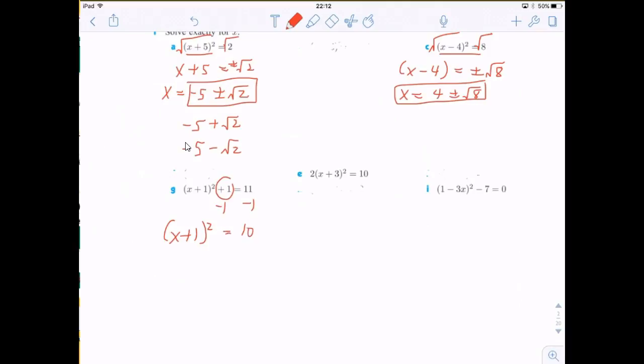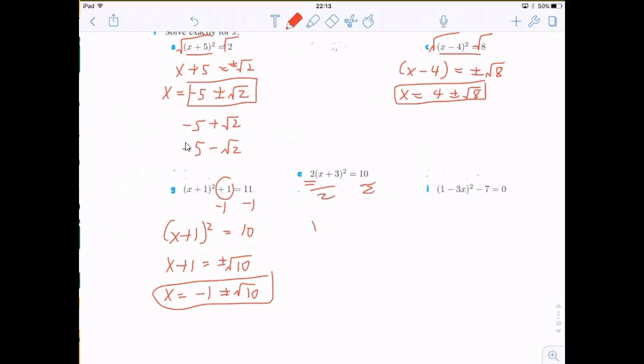Now I'm back to where I was. Now I'm going to take the square root of both sides. When I take the square root of both sides, I'm going to get x plus 1 equals plus or minus the square root of 10. Now I have x equals negative 1 plus or minus the square root of 10. Okay? Alright. E. I have this nagging 2 here. What do I do with that? Well, I can divide both sides by 2.